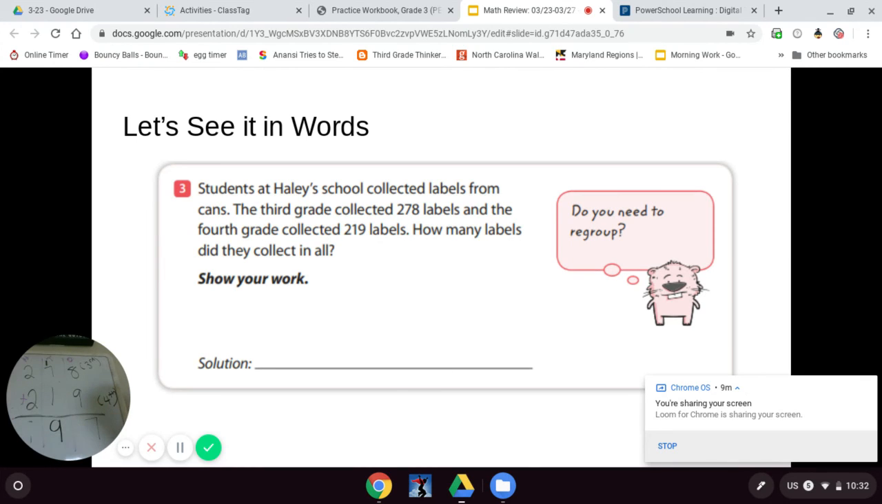I don't need to regroup. 9 tens is just short of the 10 tens I need to move over to hundreds, so I can leave the hundreds just as they are. 200s plus 200s, well, I know 2 plus 2 is going to be 4, so it must be 400. That means third and fourth grade collected 497 cans in all.